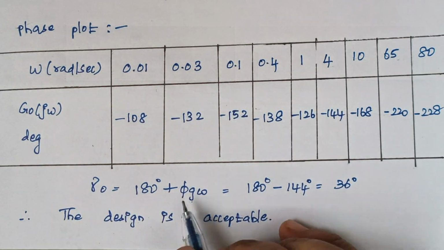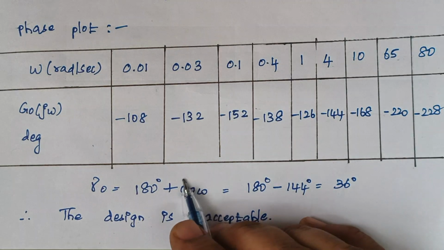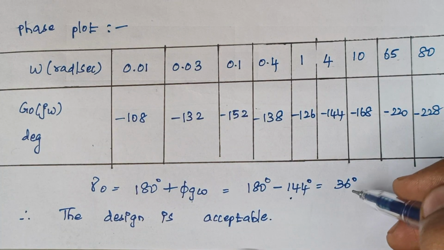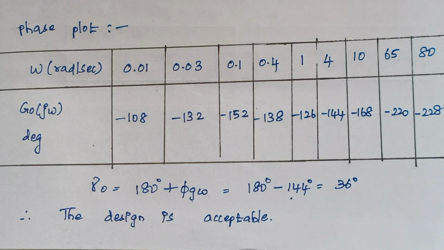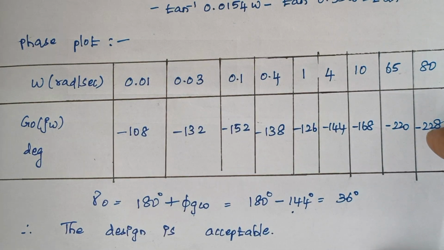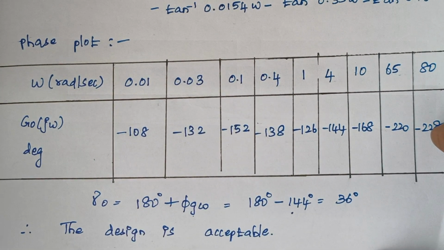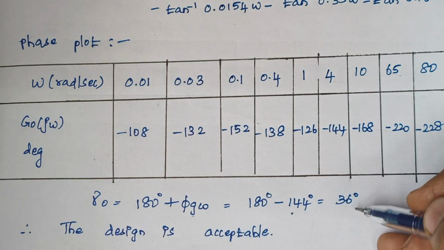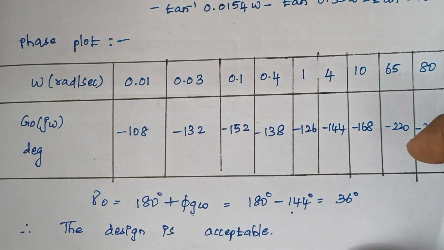So 180 minus phi gc naught, which we just now obtained from our Bode plot, is 144 degrees. Therefore the answer is 36 degrees. So what is the expected specification here? The phase margin is greater than or equal to 35 degrees. It is mentioned in the problem, and here we are getting the answer as 36 degrees. Therefore the design is acceptable.